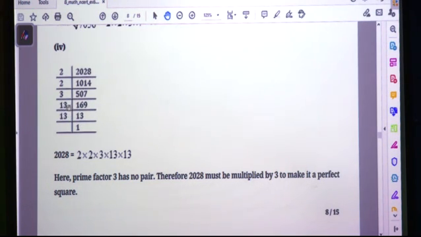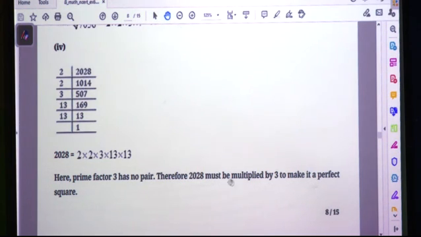So, 13 1s are 13, 3 remaining, 13 3s are 39, again 13 1s are 13. In the prime factors, we can see 2 is in a pair, 13 is in a pair, but 3 is not in a pair.